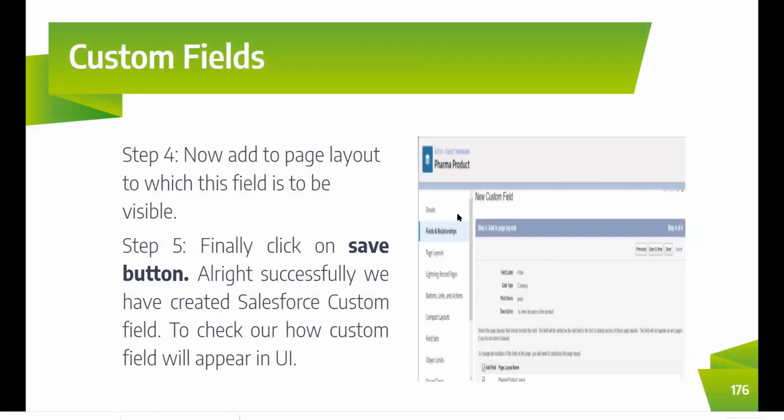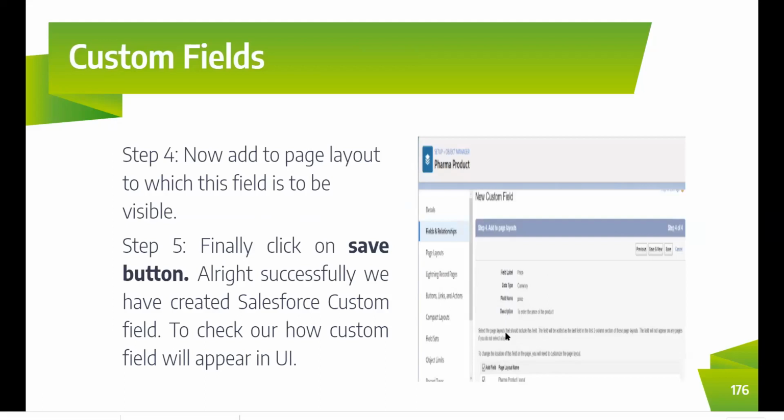Right? Now you're going to add this field to a page layout. After adding this page layout, and finally the fifth step, you're going to click on the save button. In case you're going to create some more fields here, you can click on save and new, save and new. Or else if it is only one field you're going to create, you can click on the save button. So the field will be created.